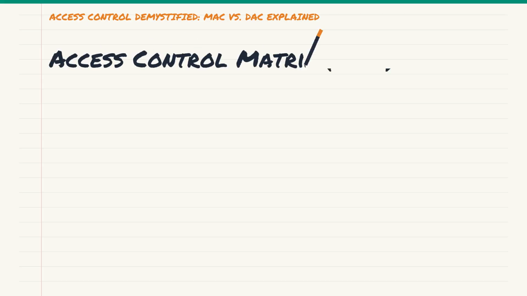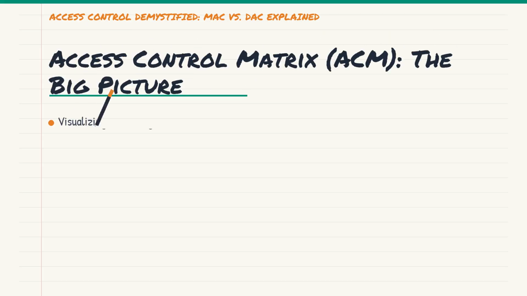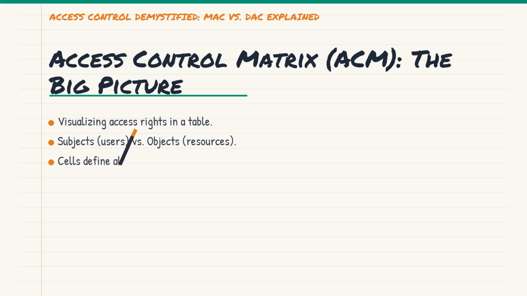Now, to understand how these models work, we often visualize them using an access control matrix or ACM. Imagine a grid or a table. On one side, you have your subjects. These are the entities trying to access something, like users or programs. On the other side, you have your objects. These are the resources, like files, folders, or applications. The cells in the matrix tell you what actions a specific subject can perform on a specific object.